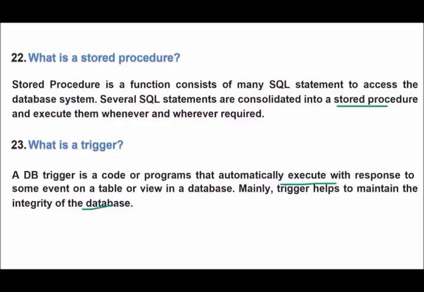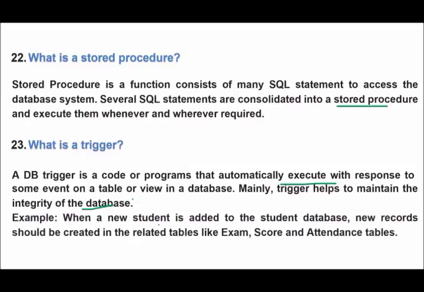Now, if an account is not allowed to go lower than say 1,000, some dollars or rupees, and you are trying to make the amount lower than 1,000 by doing some transactions, then a trigger will fire. So the example is, when a new student is added to the student database, new records should be created in the related tables like exam, scoring, and attendance tables.